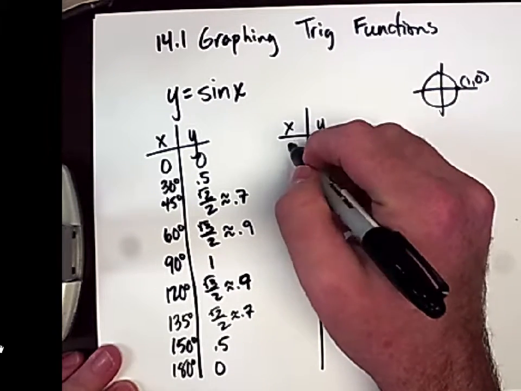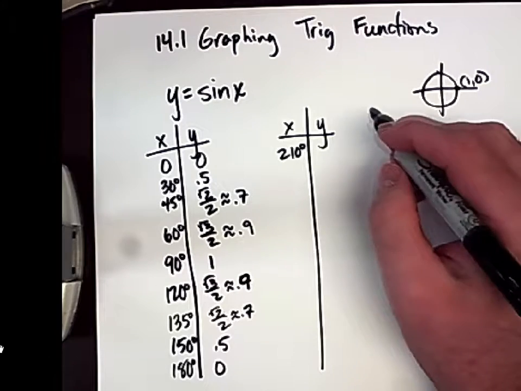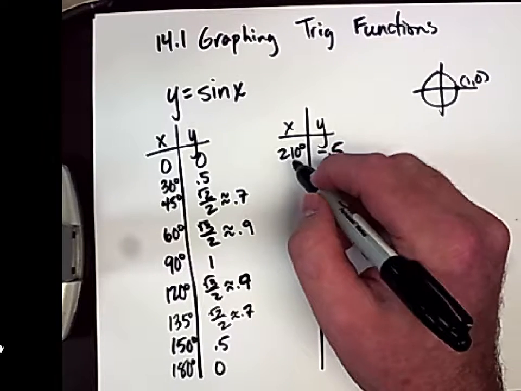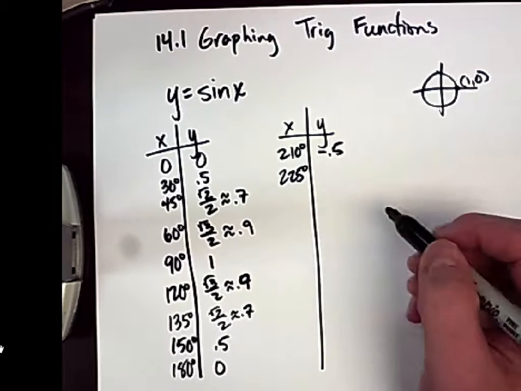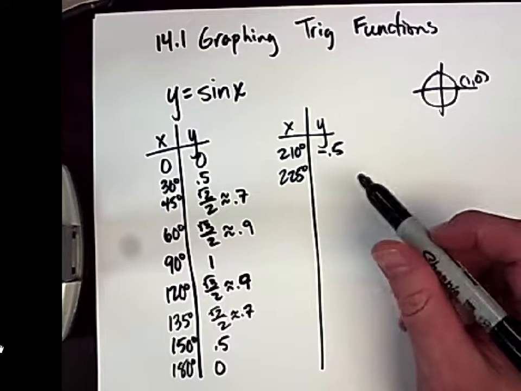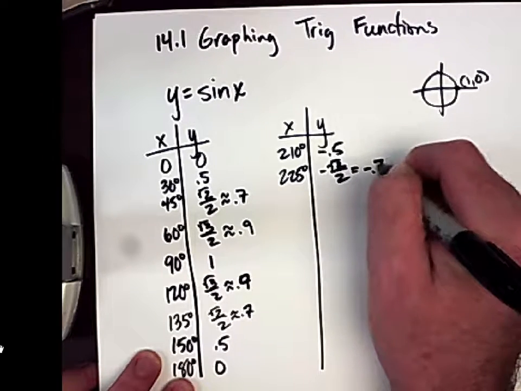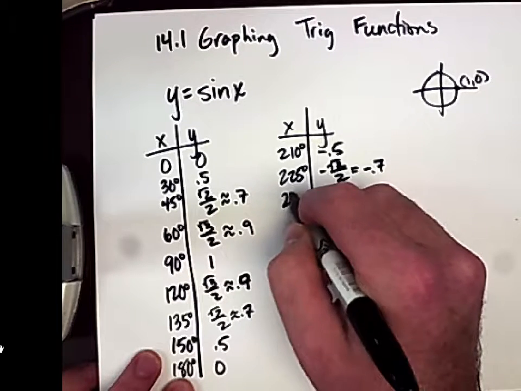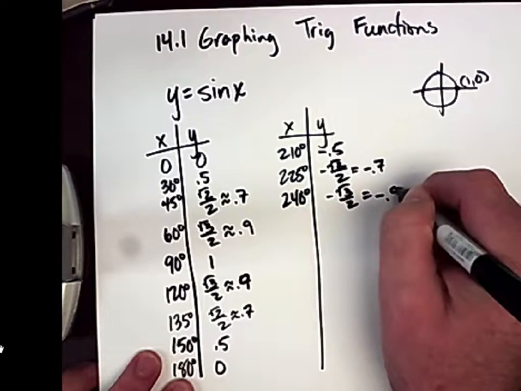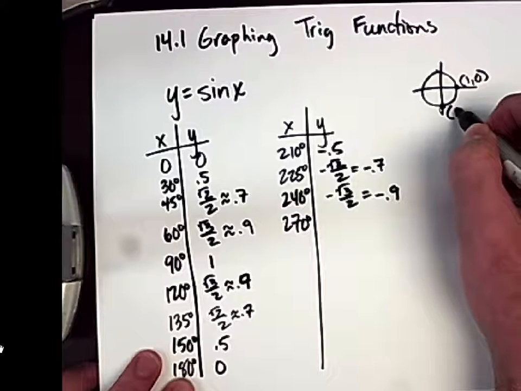After 180, we've got 210. What's sine of 210? Negative 1/2. Then we've got 225. Now you're not going to do this every time. I'm going to show you where the pattern comes from, and then I'm just going to show you how to find the pattern. Negative square root of 2 over 2, which is negative 0.7. Then we've got 240. Negative square root of 3 over 2, which is negative 0.9. Then we've got 270, which is right here. Negative 1.